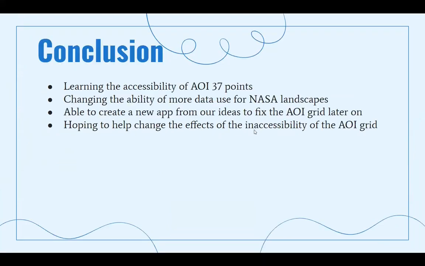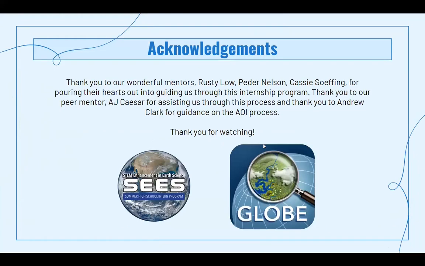In conclusion, we learned how to make an AOI 37 points more accessible, enable the collection of more data for NASA landscapes, and create a new app to fix the AOI grid and change the effects of the inaccessibility of the AOI grid.